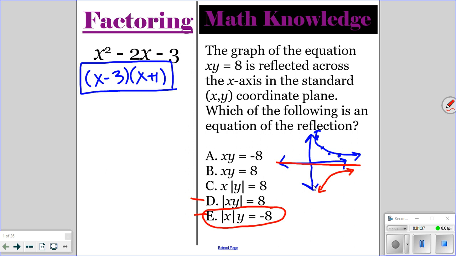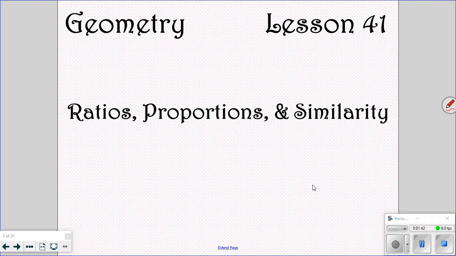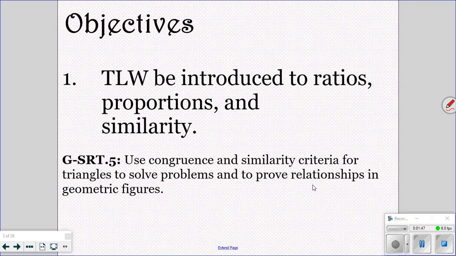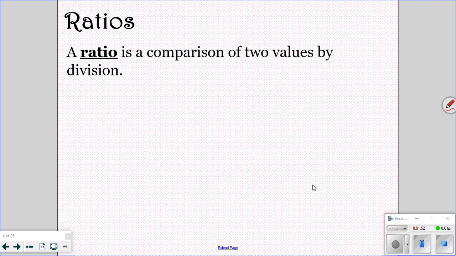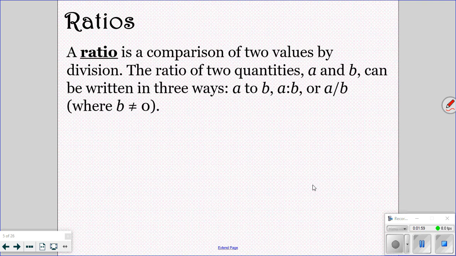Okay, so we are looking at lesson 41 today. We're going to look at ratios, proportions, and similarity. So hopefully after we finish this lesson, you'll understand how ratios, proportions, and similarity work. So a ratio is a comparison of two values by division, basically a fraction. The ratio of any two quantities, A and B, can be written in three different ways: A to B, A:B, which is read as A to B, or A/B, where B cannot equal 0.